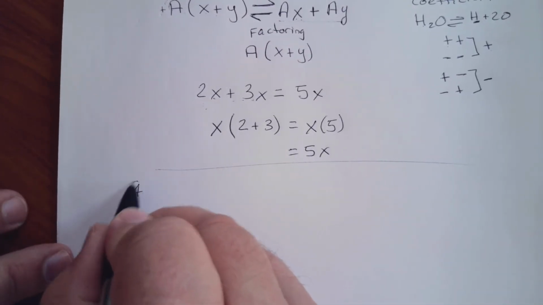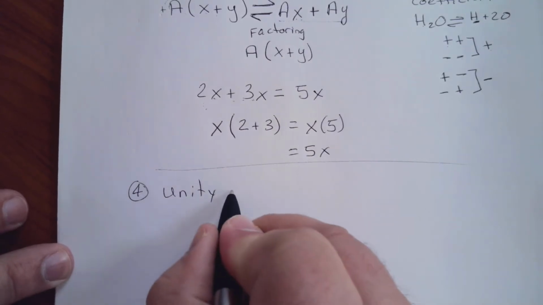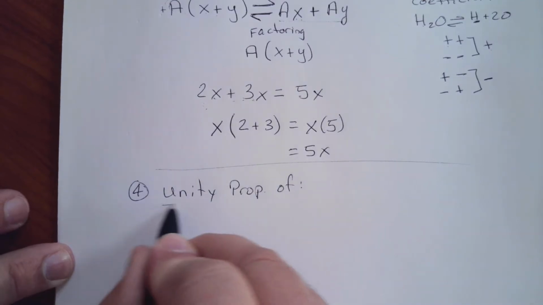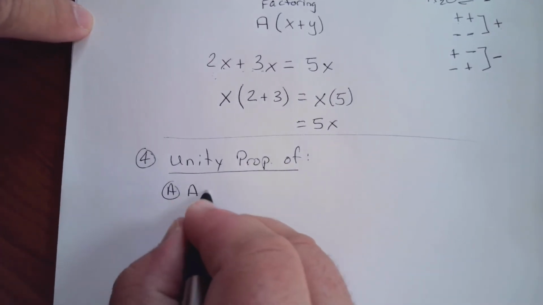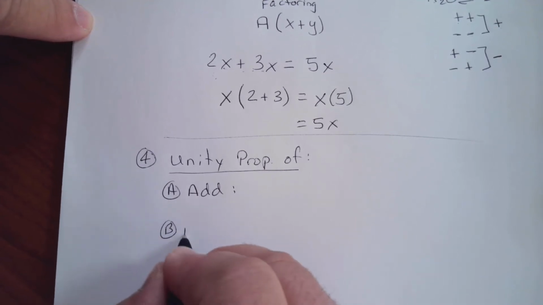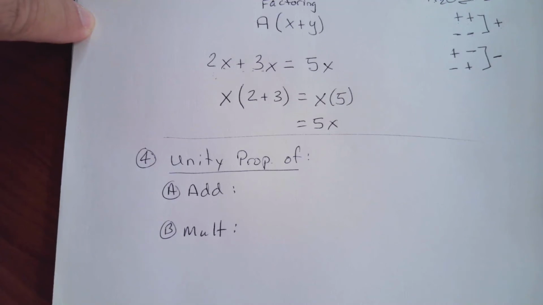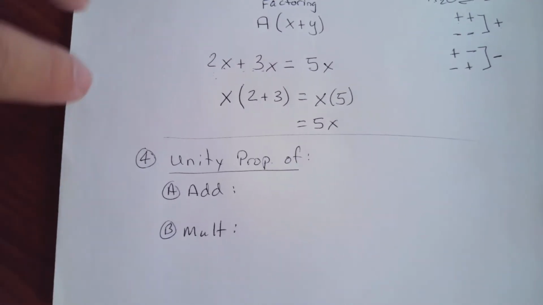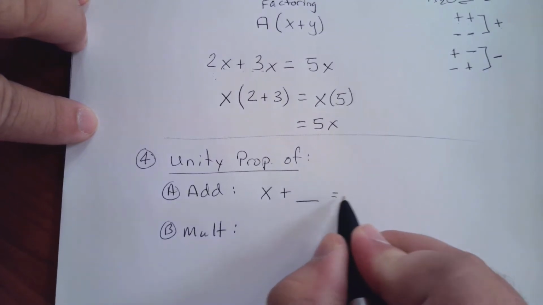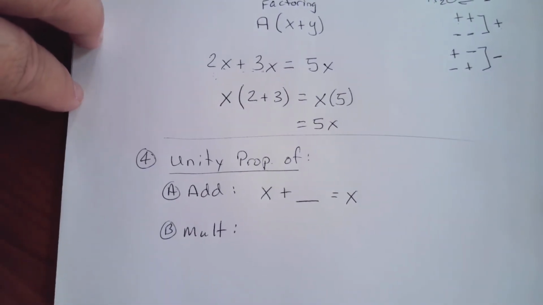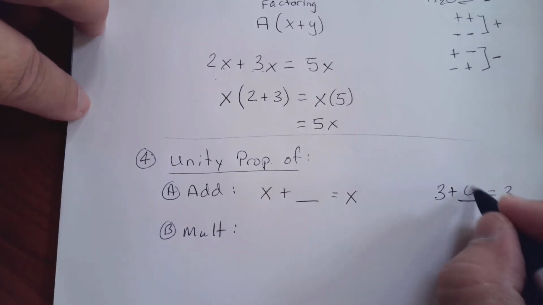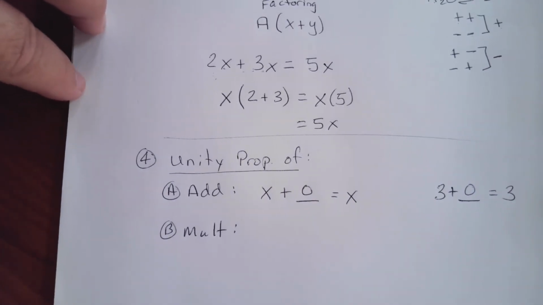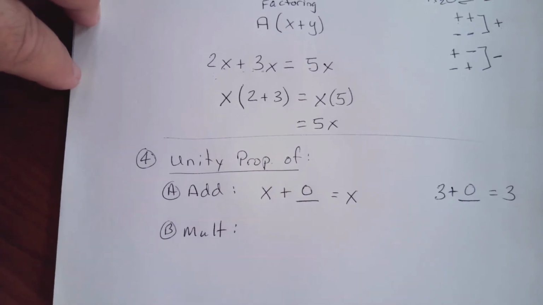And there are other properties. The unity property of addition and multiplication. The unity property. In other words, unity is, it doesn't change it. X plus what gives me x? If we had 3 plus what gives me 3? 0. So, if you add 0 to another number, it doesn't change it.